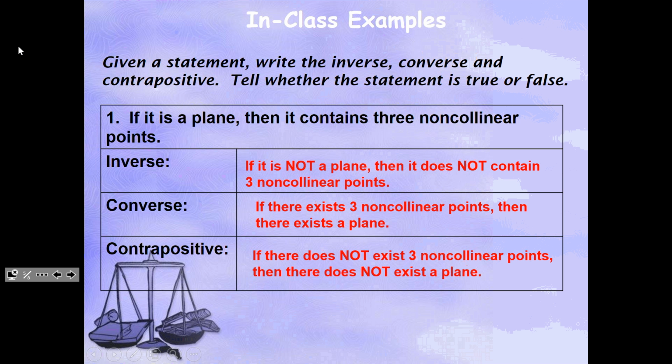They go together. Let's read the inverse and converse. Those two go together. Inverse says if it is not a plane, then it does not contain 3 non-collinear points. Converse says if there exists 3 non-collinear points, then there exists a plane. Do those sound true or false? True, right? So in this case, both the conditional and contrapositive were true, as well as the inverse and converse. You can mark all of those as true statements there.